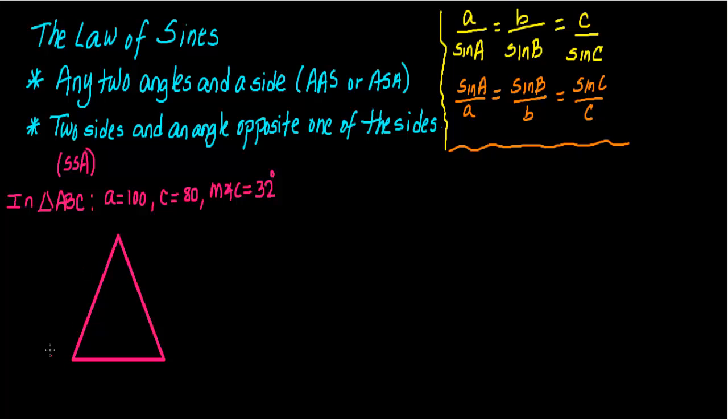I'm going to start with A over here, B, and C. This doesn't look like an A. Let me fix that. Okay, A. There. Side a is 100, that's the opposite side to angle A. Side c is 80, that's the opposite side to angle C. And the measure of angle C is 32.